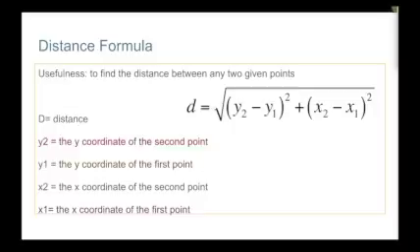The second topic we will be covering is the distance formula. And although it may seem overwhelming and difficult, it proves very useful in many linear equations. The usefulness of the distance formula is to figure out the distance between 2 points. The distance formula is d equals the square root of (y2 minus y1) squared plus (x2 minus x1) squared. In this equation, d stands for distance, y2 stands for the y-coordinate of the second point, y1 stands for the y-coordinate of the first point, x2 stands for the x-coordinate of the second point, and x1 stands for the x-coordinate of the first point.